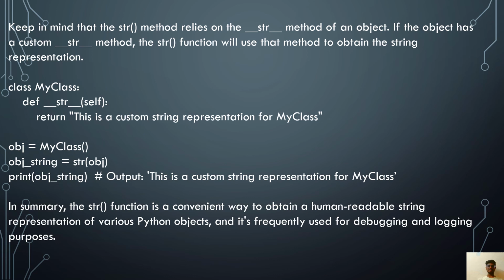In summary, the str function is a convenient way to obtain a human readable string representation of various Python objects, and it's frequently used for debugging and logging purposes.